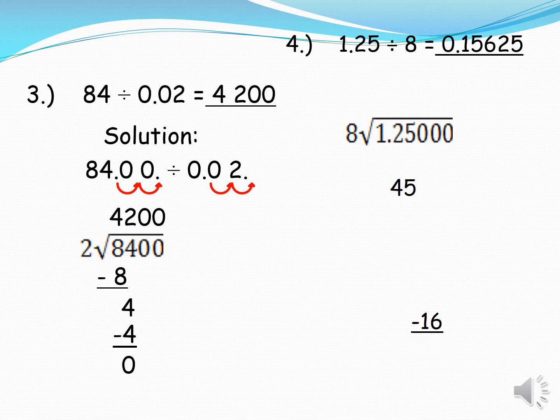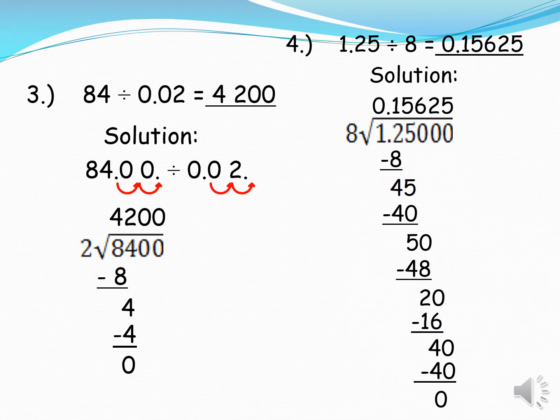Then, example number 4. 1 and 25 hundredths divided by 8 is equal to 15,625 hundred thousandths. So we have here, since our divisor is a whole number, just divide it directly. So we have 1 and 25 hundredths divided by 8. So 1 divided by 8 is equal to 0, because it cannot be divided. So we're going to use the two digits.